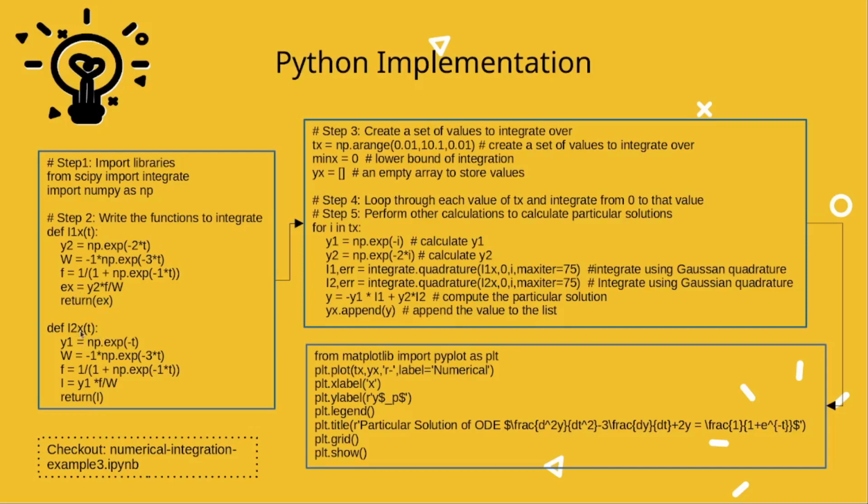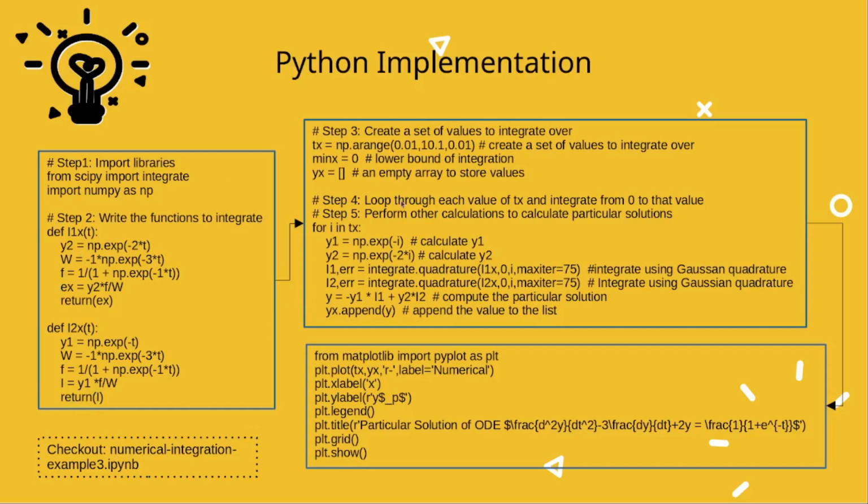Similarly, I2x is the second integral that I need in my particular solution. Here I calculate y1, I calculate w. Again, I pass in t, and for that t, I calculate y1, I calculate w, I calculate f, and then I calculate I, which is equal to y1 times f over w, and then I return that I.